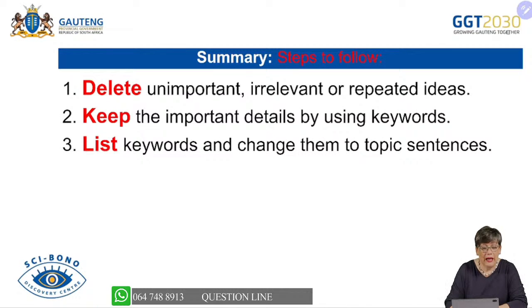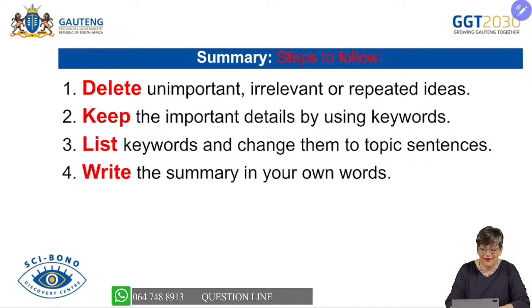Now you make your list. Now remember what we say. When you're doing a shopping list, it's one word after the other, underneath each other. Now the same here. List your main points underneath each other, changing them to topic sentences. Now, a sentence means there must be a verb in it. Write the summary in your own words. So we delete, we keep, we list, and we write. And if you follow those 4 steps, well, then you're almost there.